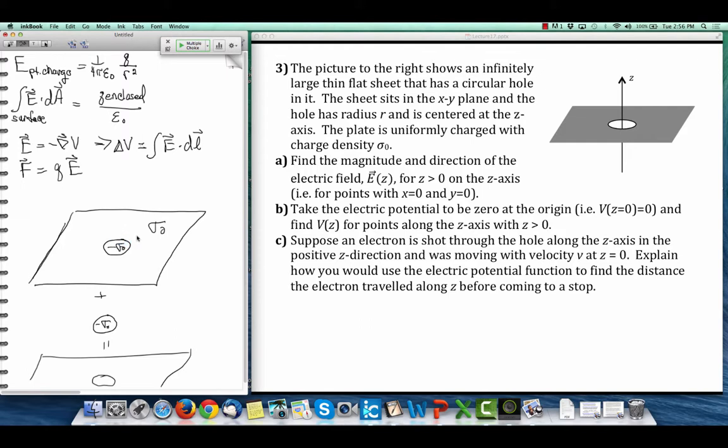So a positively charged sheet plus a negatively charged circle in the center is equivalent to the sheet with a hole in it. And so you use Gauss's law for the infinite sheet. You use an integration to find the electric field along the z-axis due to that little disk that has negative charge. You add those two electric fields together and you find out the total electric field due to the infinite sheet with a hole in it.